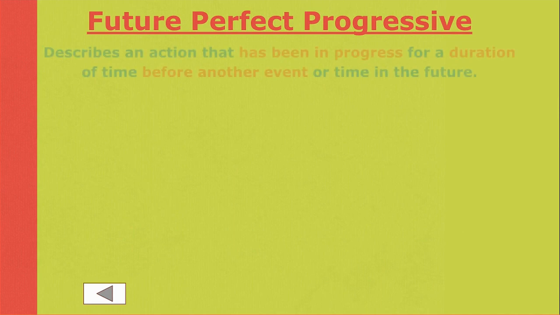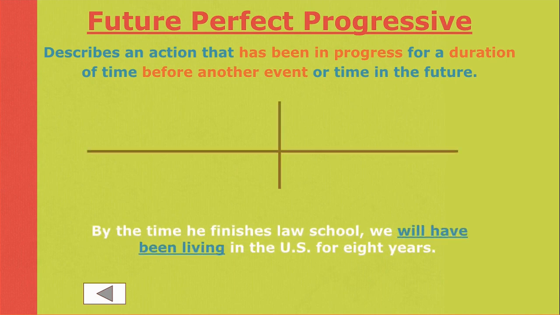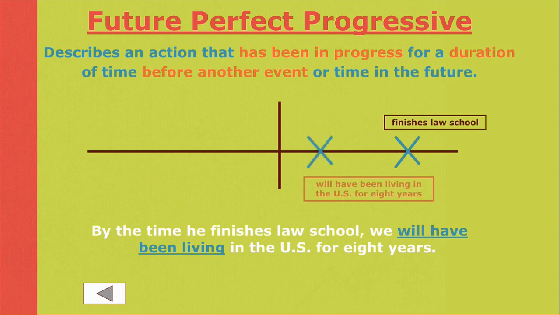Future perfect progressive. This tense describes an action that has been in progress for a duration of time before another event or time in the future. By the time he finishes law school, we will have been living in the U.S. for 8 years.